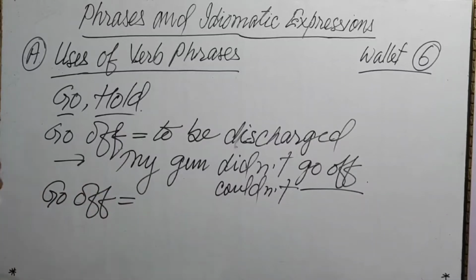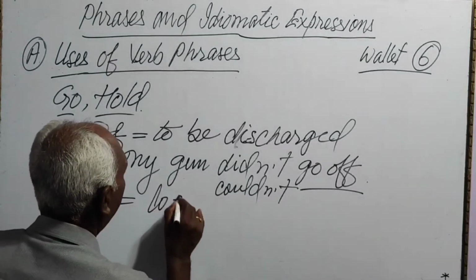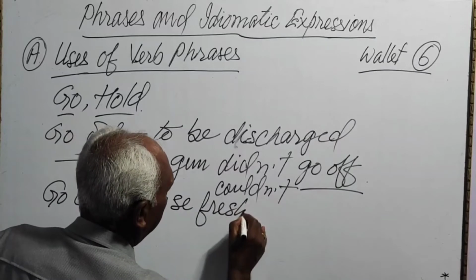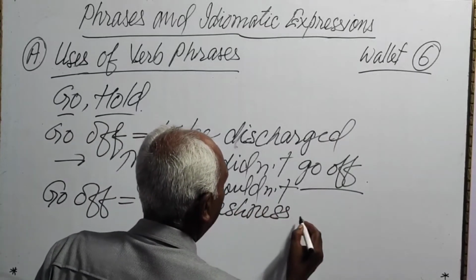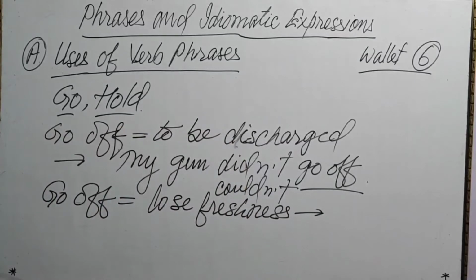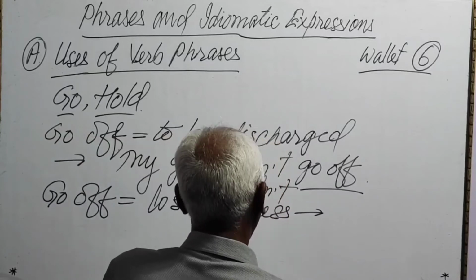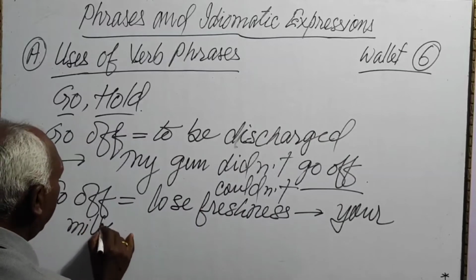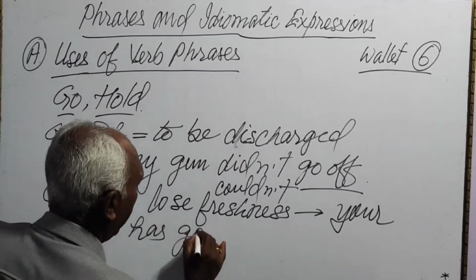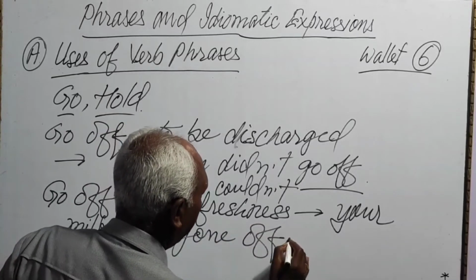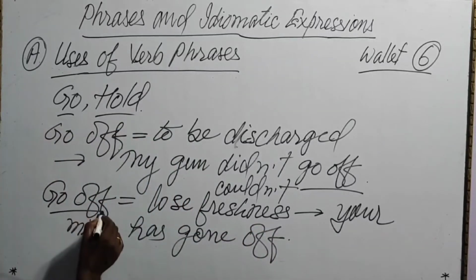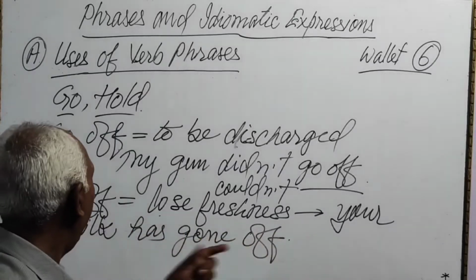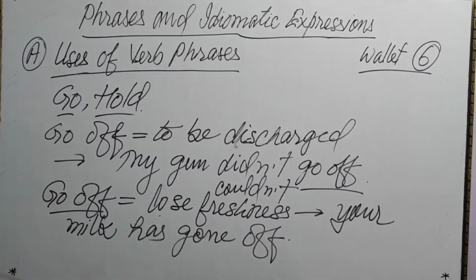Go off, other meaning: go off, that means lose freshness. Taja, pan. Use of go off, that means lose freshness. So your milk has gone off, aapka doodh kharab ho chuka hai. Go off, that means lose freshness. So your milk has gone off, kharab ho chuka hai.